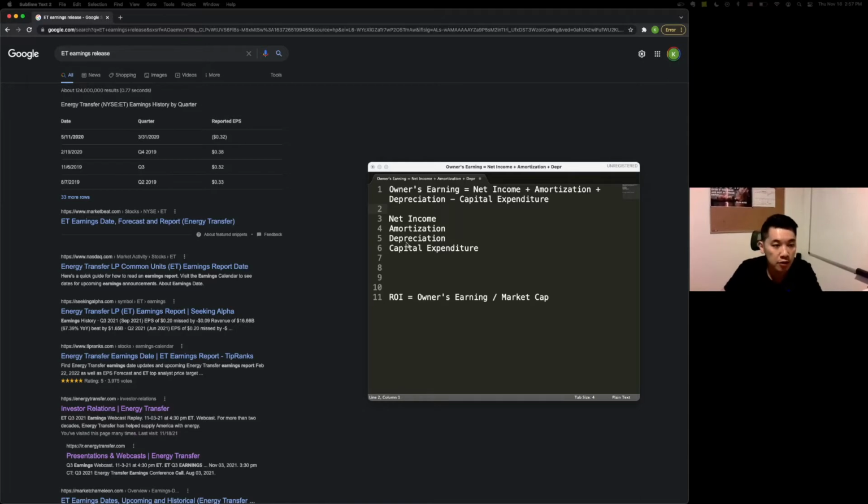All right, let's get the owner's earnings for Energy Transfer for 2021. Since we are still in the fourth quarter, we will not have the exact amount of the owner's earnings for 2021. We will have to estimate Q4. So let's get it anyway.